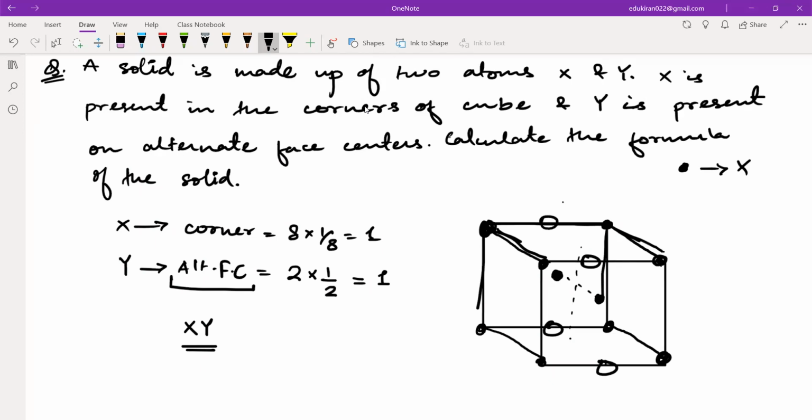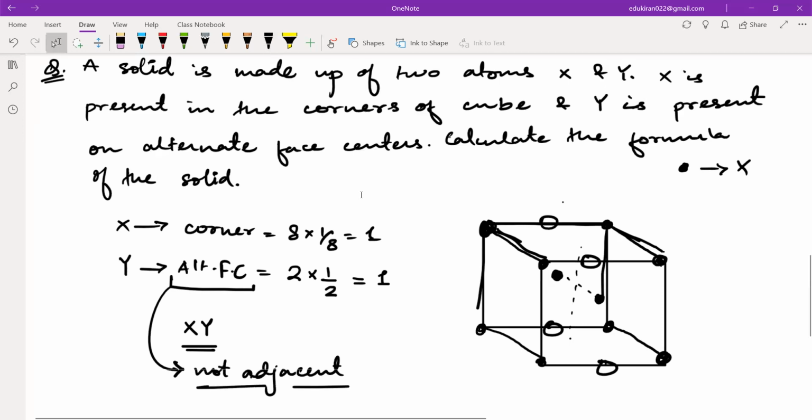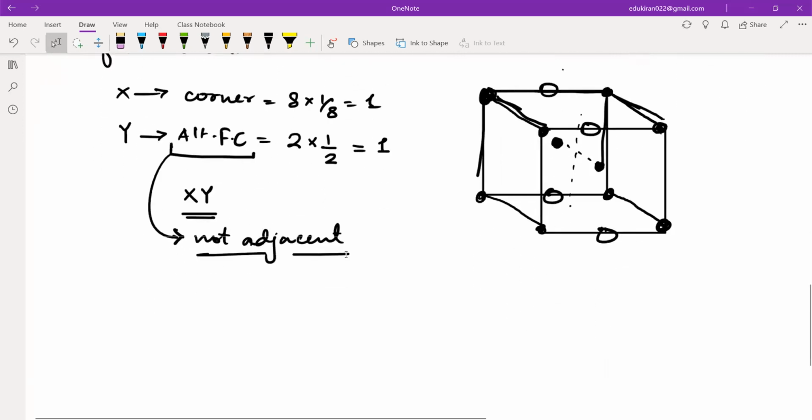Okay. So you have to keep in mind, what does alternate mean? Alternate, generally you should rephrase it as not adjacent. It should not be adjacent. Okay. So please write this down. I hope you guys are done. Just write this much, and then we will move on to the next topic, that is density of unit cell.